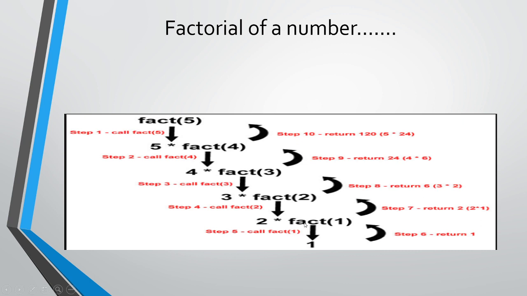Factorial of 1 was called by factorial of 2. That means the result of factorial of 1 will be passed to factorial of 2. So 1 is being passed to 2.